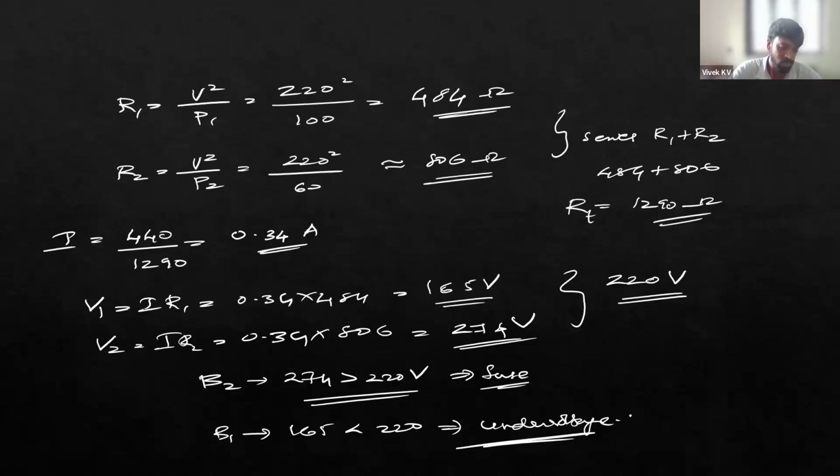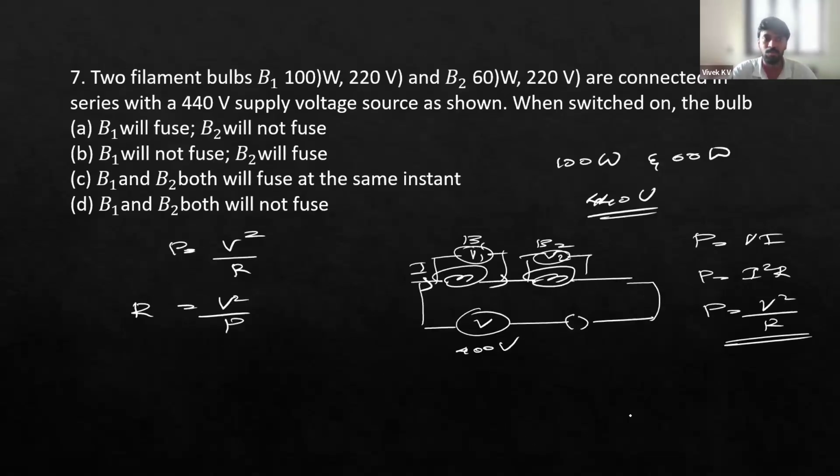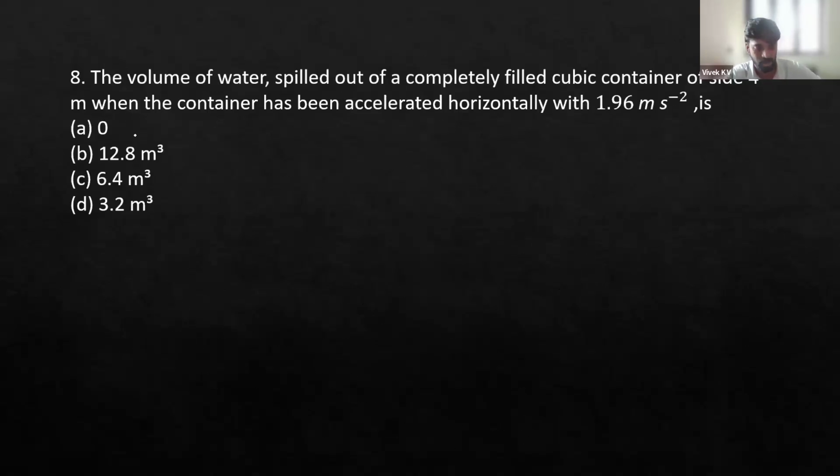So from this we can conclude that B2 fuses, whereas B1 stays safe. B1 will fuse, which is wrong. B1 will not fuse, which is correct. B2 will fuse. So option B is the correct answer. Now moving on to the next question.